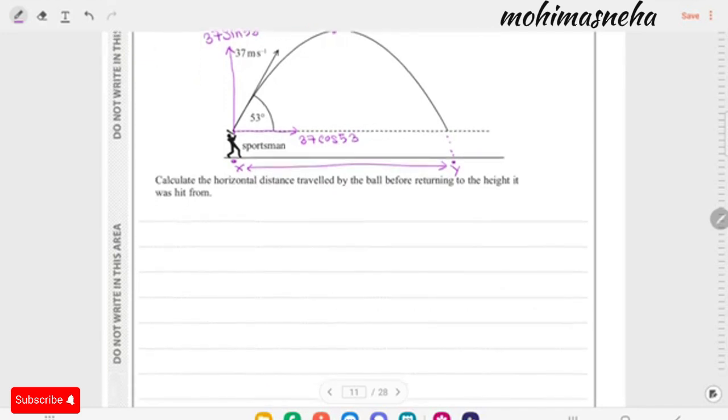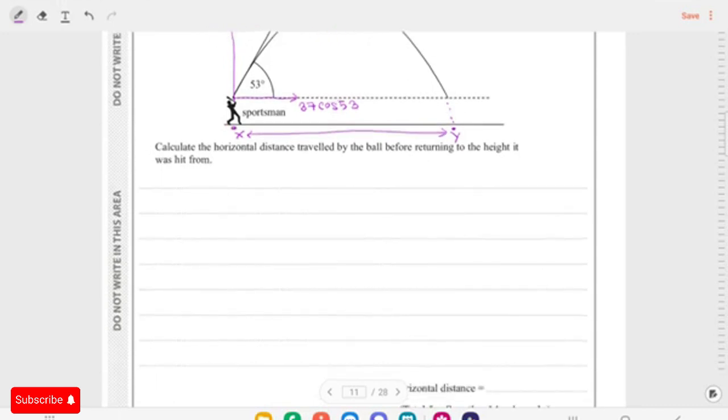At this point the ball is returning to the height, so we just need the distance between this part. This is a part of horizontal motion, but for horizontal motion we need the value for time. So we'll find that time from the vertical motion, and then use that time for the horizontal motion calculation, because in projectile motion the horizontal and vertical motion are independent of each other, so they both travel at the same time. So we'll first start with vertical motion.